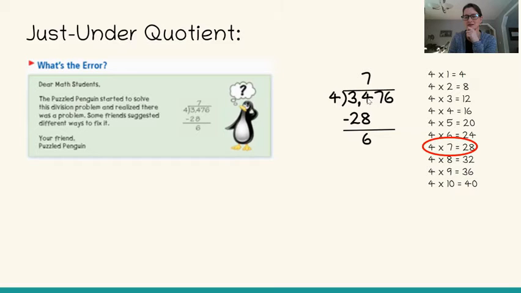Okay, so he said 34 divided by 4 would give us 7. 4 times 7 is 28. And if we subtract 28 from 34, we're left with 6. Now, I just want you to look at the 6 and the 4 for a minute. And I just want you to think about what Puzzled Penguin could have done that could be his error.